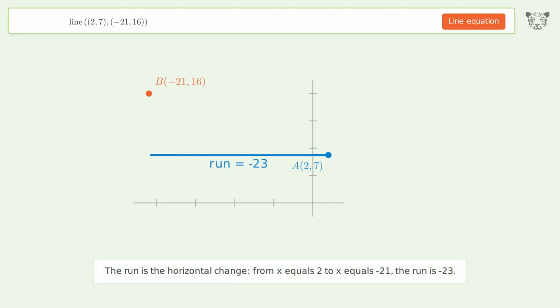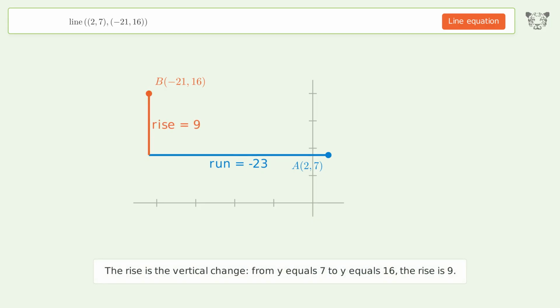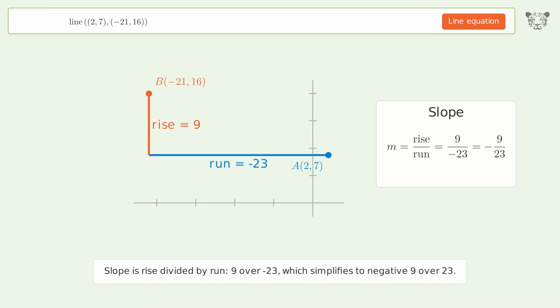The run is the horizontal change, from x equals 2 to x equals -21, the run is -23. The rise is the vertical change, from y equals 7 to y equals 16, the rise is 9. Slope is rise divided by run, 9 over -23, which simplifies to -9 over 23.